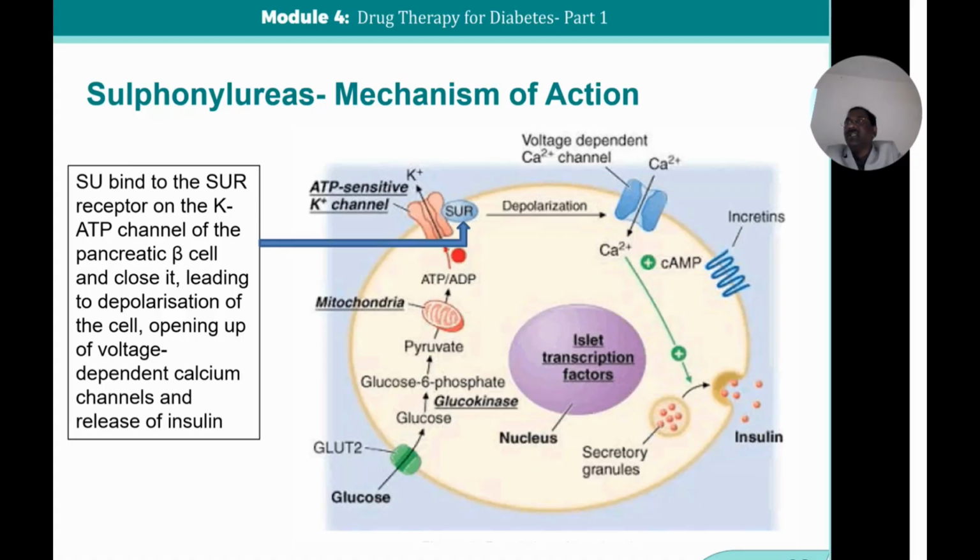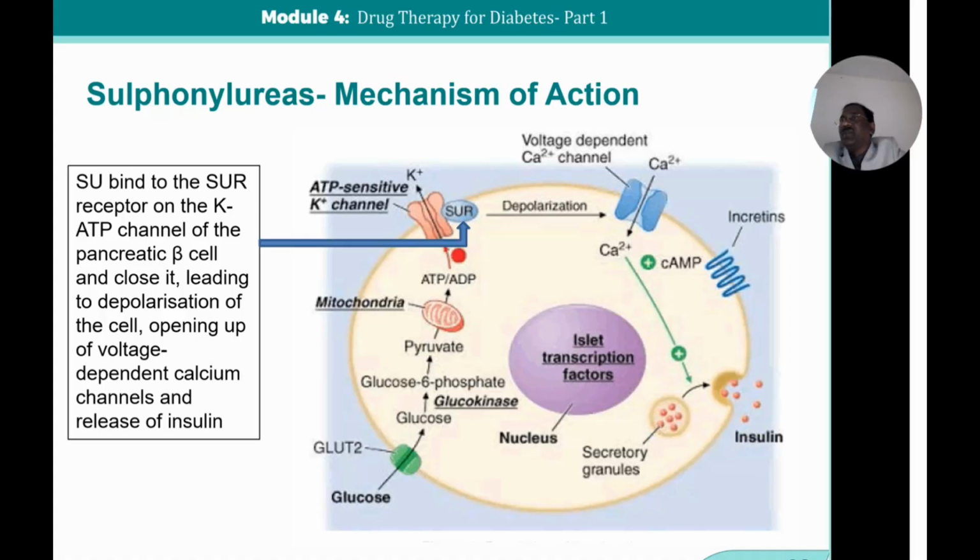So what happened when the cell gets a lot of the energy? That closes your potassium channels and opens the calcium channels. Once it opens the calcium channels, what will happen to the insulin? Insulin will be released into the portal circulation. So once you have the insulin in the blood, the blood sugars will come down. So this is not glucose dependent. All of you, if you take a sulfonylurea, you are going to get hypoglycemia.